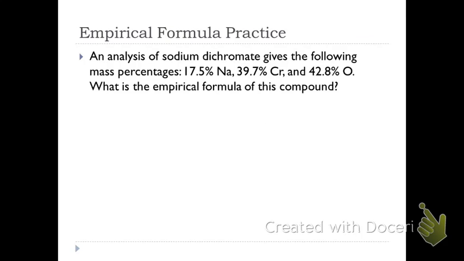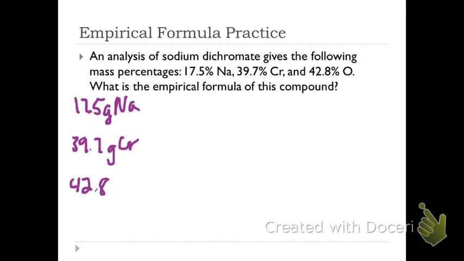So here's an example. An analysis of sodium dichromate gives the following mass percentages. What is the empirical formula? Step 1, convert each of these to grams. So 17.5 grams of Na, 39.7 grams of Cr, and 42.8 grams oxygen. Convert them all to moles.